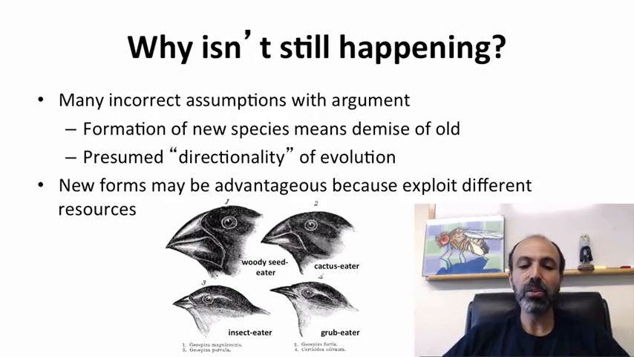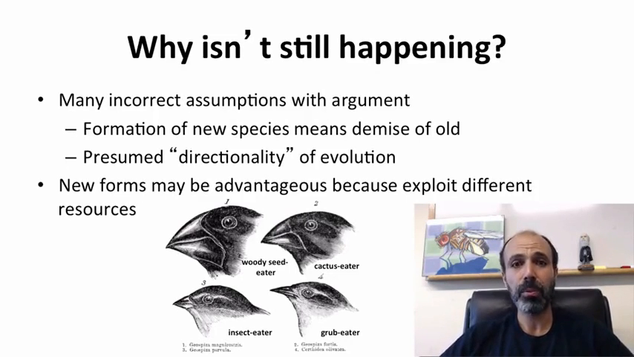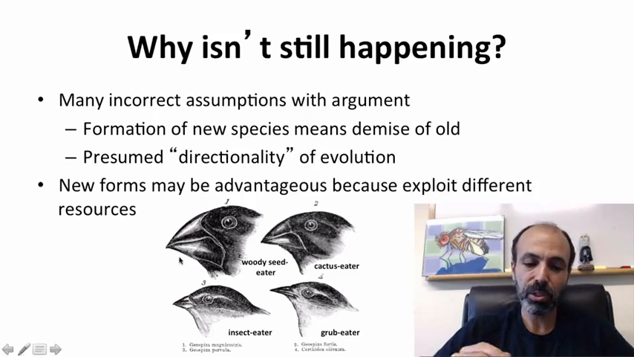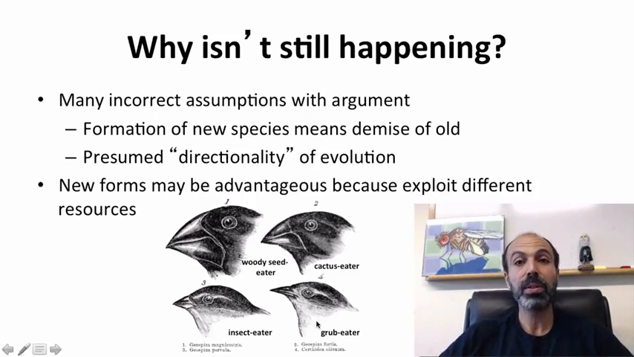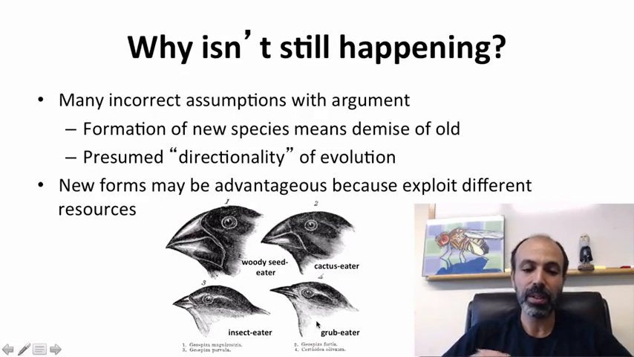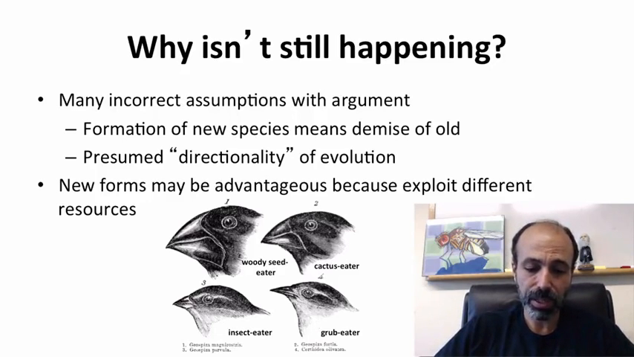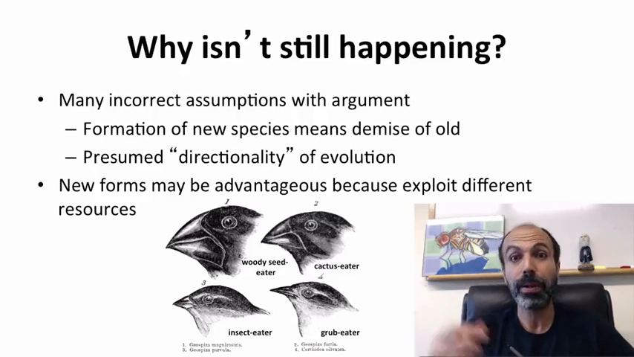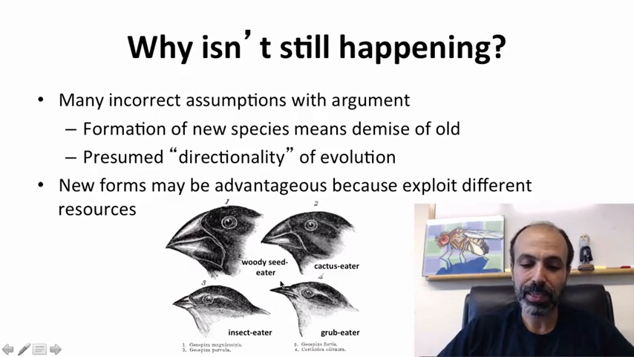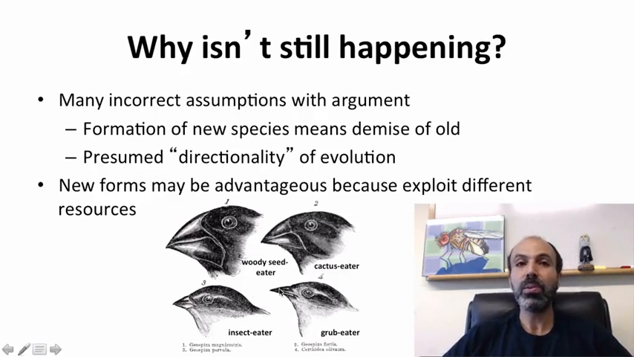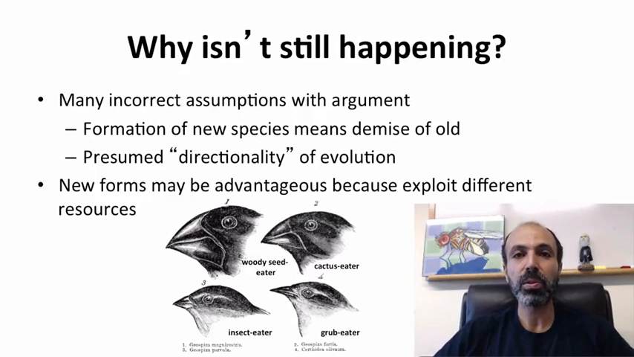First, new forms may be advantageous because they're exploiting different resources. I have here a picture of several Darwin's finches. These are some of the finches that inspired Darwin for his theory. The top left one is Geospiza magnorostris. It's a woody seed eater, among other things. The one next to it is a cactus eater. Below it is an insect eater. Below that is a grub eater. So we see these different forms are exploiting all sorts of different resources.